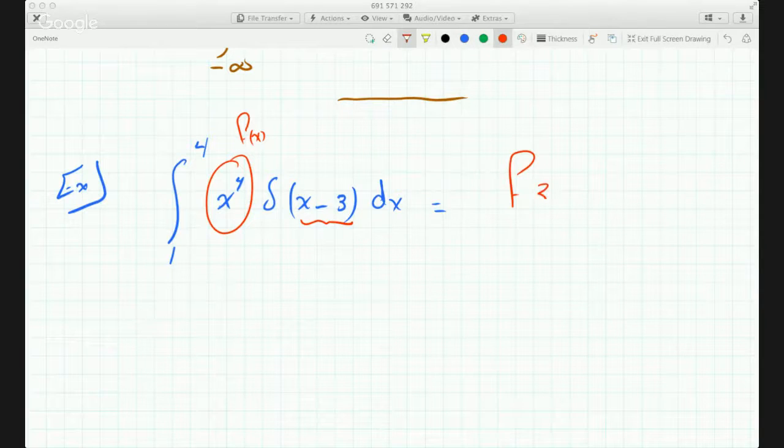So this will just be f of 3, and everything else will be 0. So this will be 3 to the 4, which will be 81. Of course, assuming that f of x is continuous between 1 and 4, which it is, because x to the 4 is a polynomial, and therefore it's continuous on all real numbers.